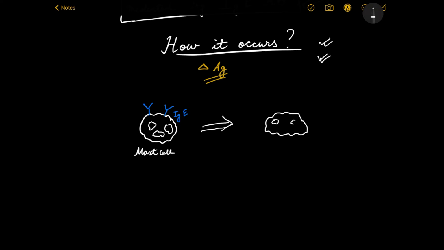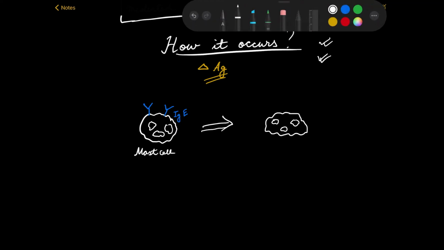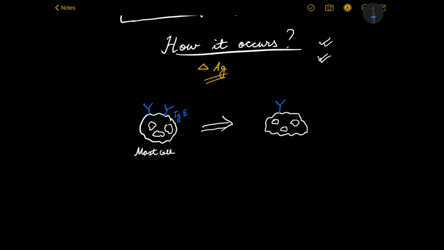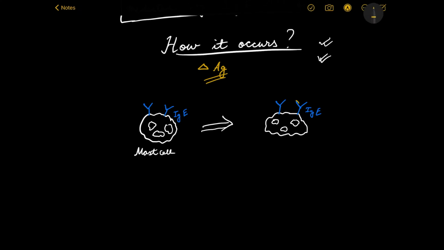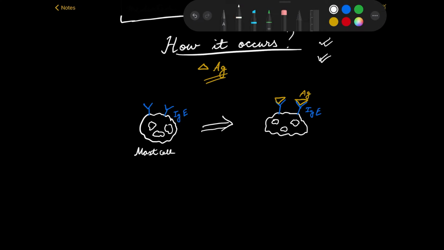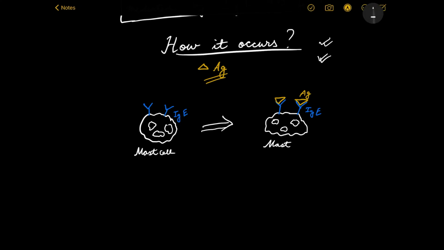Now, second time, when the same antigen is again exposed, what's happening then? These are the granules, and the IgE antibodies are already present. Second time when we are getting exposed to that particular antigen again, that antigen will bind with the IgE which is already bound to the mast cell, on second exposure.